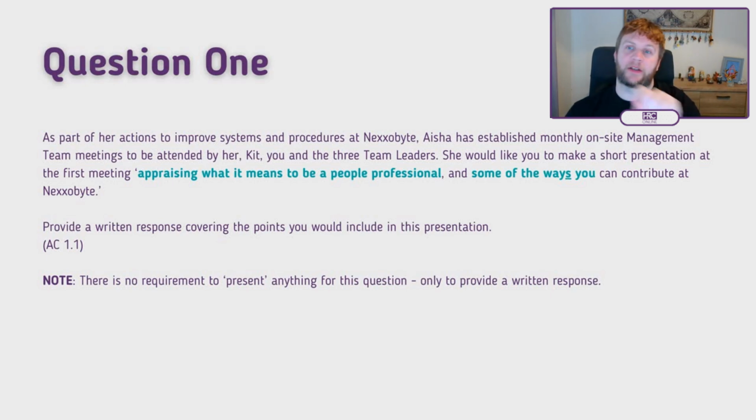Evidence, action, evidence, action. What CIPD don't want you to do here is just go, this is what it means to be a people professional as per CIPD. Here's a reference. Some of the ways we can contribute, and then just write a list of stuff. They want you to prove it. So again, imagine these people have been given free rein to do whatever they want for the last however many years, and what you've got to do is prove some of the ways you can contribute.